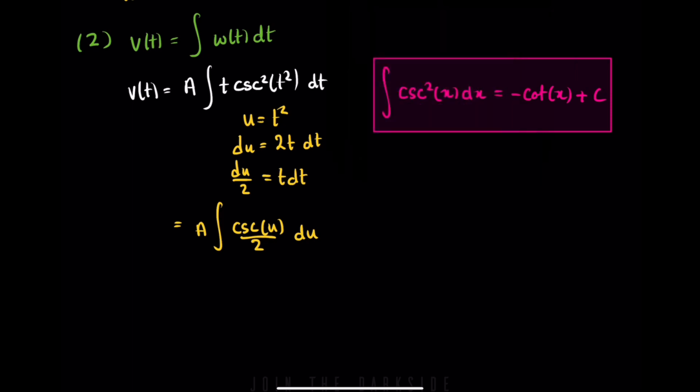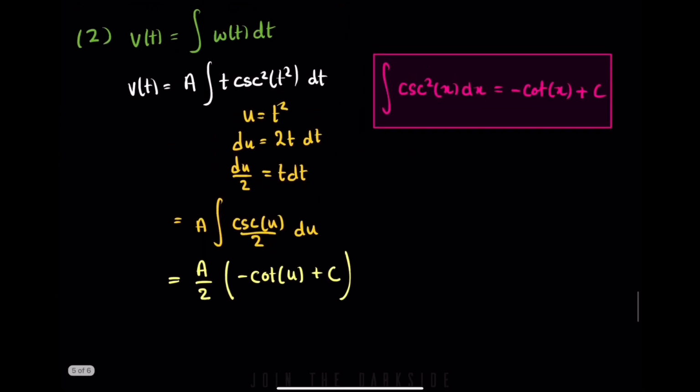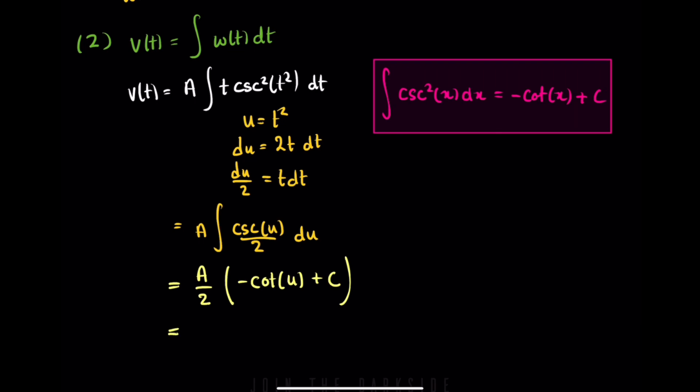All right, and so now we have our integral, and we can evaluate this. We can say a over 2, and then take the integral of cosecant squared, and that becomes negative cotangent of u plus c, some constant c. Then we can put the u as t squared, which is nice.